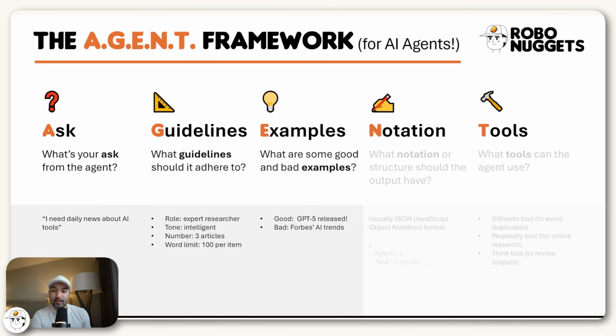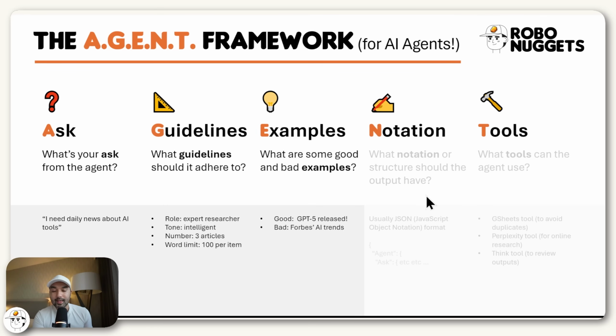And then next we have examples. If you have the guidelines and you have the ask, you also would want to provide some good and bad examples for the agent so that it understands what you don't want as much as what you do want. So for instance, what we want here for this newsletter agent is breaking news about updates like GPT-5 being released and things like that. We don't really want news articles about, let's say, Forbes' AI trends predictions and forecasts. So it's more about the tools.